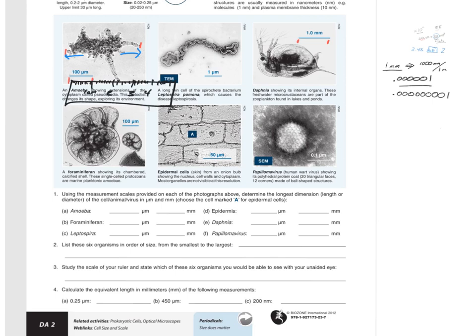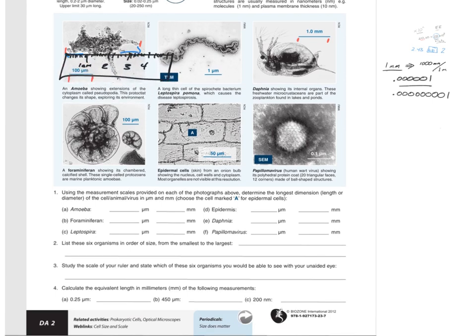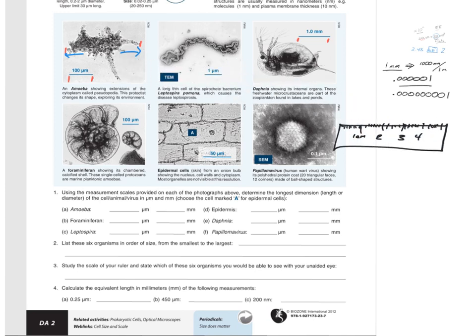How many of these lengths are going across? That's 1, 2, 3, 4. 3.5. You agree it's 3.5? So to be clear, when we're looking at this, each one of these is a different size, and the question they're asking you here is which one of these is biggest?